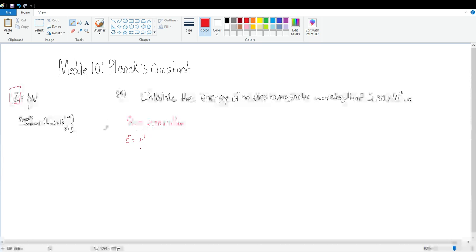We don't know that. For E equals hv, we're going to need frequency, but they don't give it to us, so we're going to have to solve for that as well. They give us wavelength, and we're trying to find frequency. That means we're going to have to use the constant speed of light, which is 3.00 times 10 to the 8th meters per second.